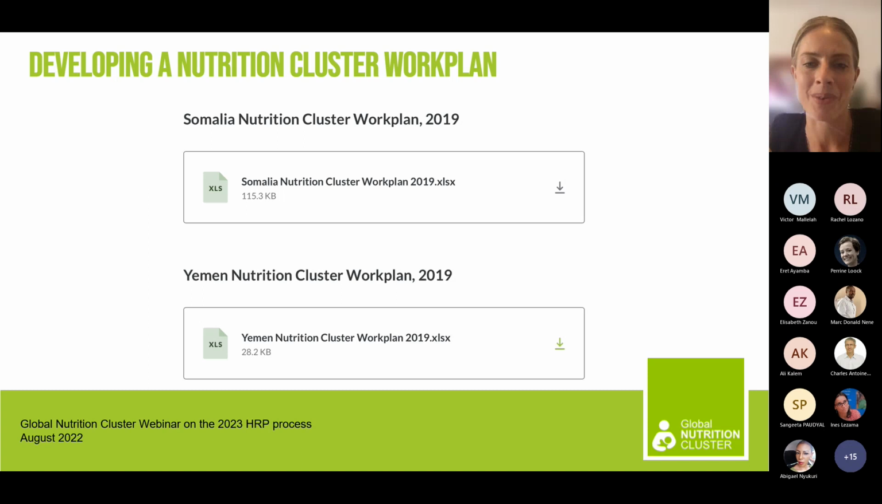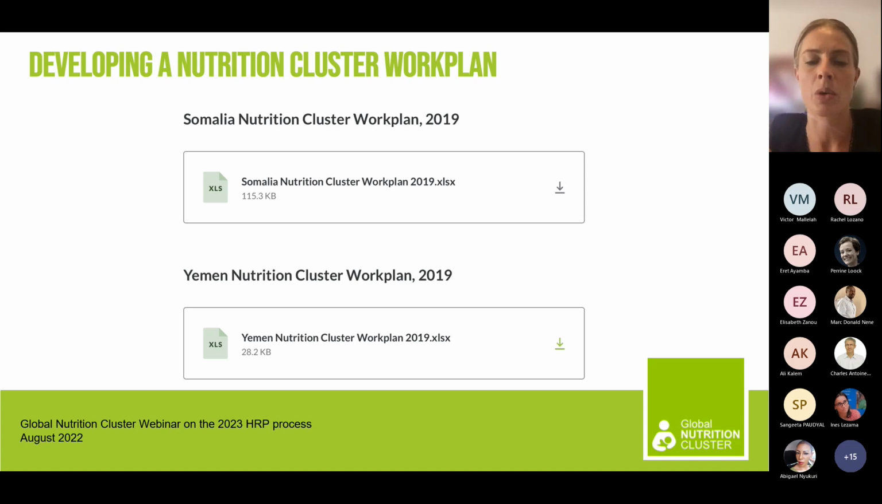So while this falls outside of the scope of today's webinar on the HRP process, we thought it might be useful to touch on the linkages between the HRP and the subsequent nutrition cluster work plan. So once the nutrition cluster response plan has been developed, it needs to be translated into a nutrition cluster work plan. So this should include details of cluster activities, outputs, timeframes, and responsibilities. The work plan will support annual planning and guide activities which support the effective implementation of the nutrition cluster response and contribute to the increased effectiveness and coverage of programming.